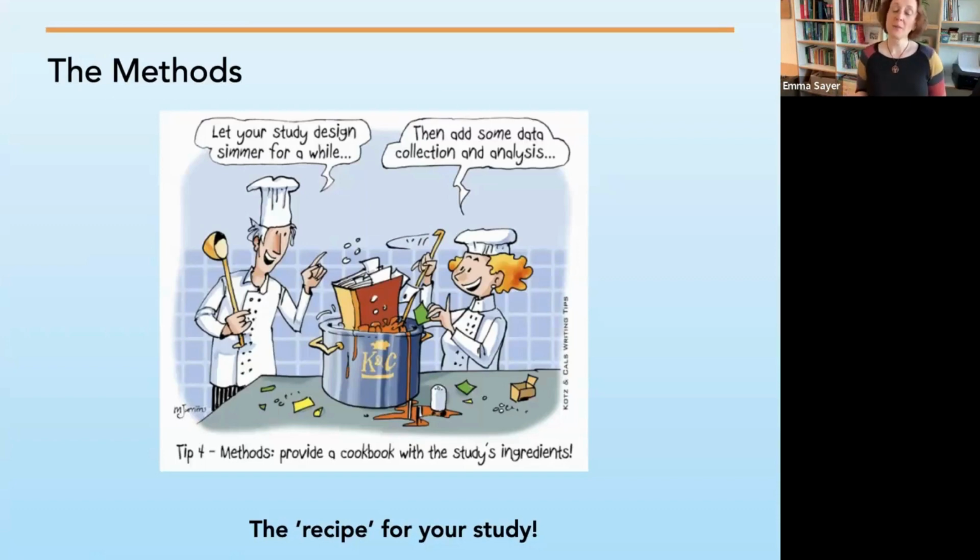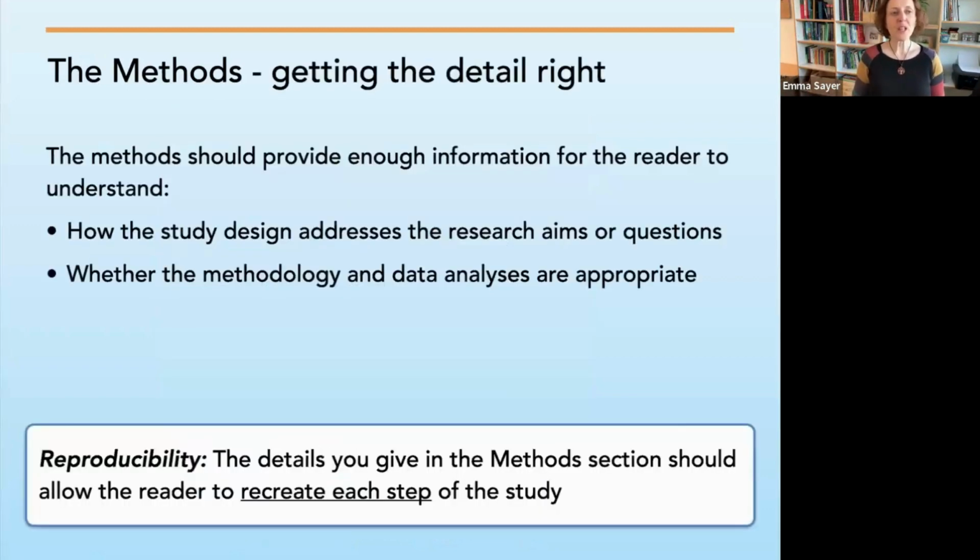So a really good way of thinking about the method section is that it's like a recipe, right? It's like a cookbook. It's the recipe that other people can follow to get the same conclusions as you did. So one of the really important things about methods is getting the level of detail right. Essentially, the method should provide enough information for the reader to really understand how the study addresses the research aims and questions.